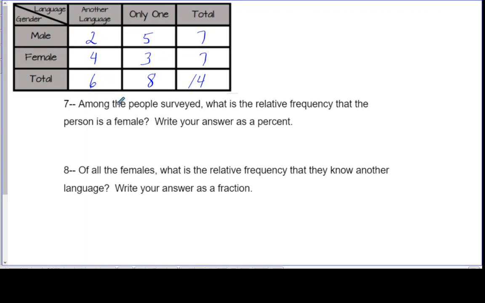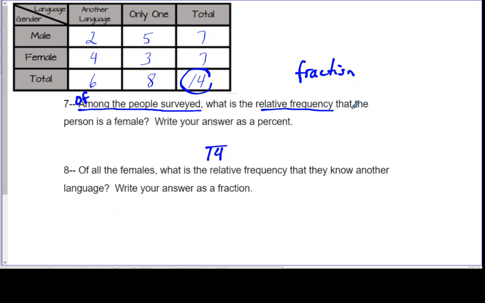On 7, among the people surveyed, what's the relative frequency? So we know, it's again going to be a fraction because it says relative frequency. Among means of. So there's our clue for the denominator. Among the people surveyed, or of the people surveyed. That's again the total of 14. So we know 14 is going to be the denominator.